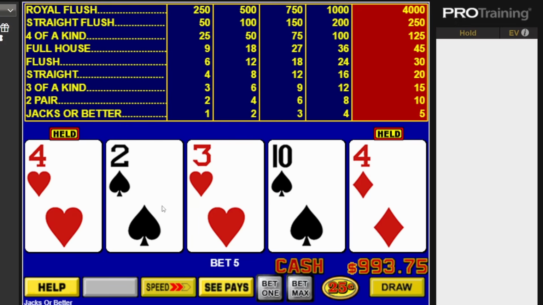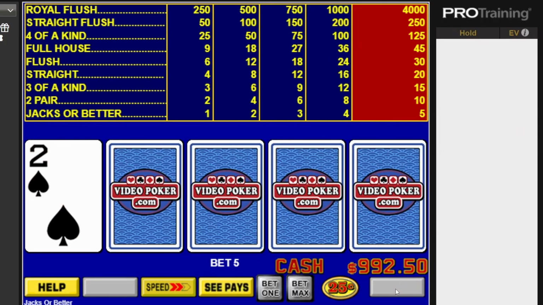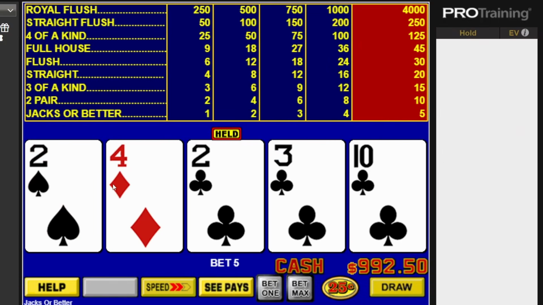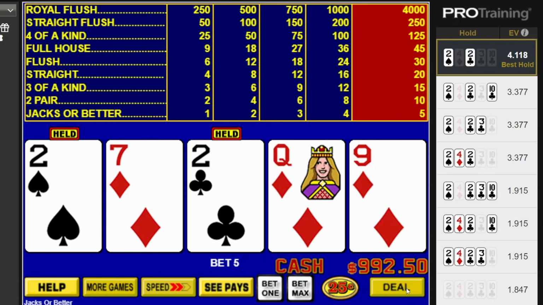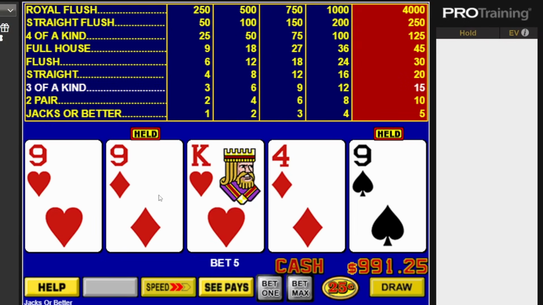I was going to go for 4s here. And let's draw that. Deuces. 3 to a flush. No, thank you. Three 9s. That's an easy one. It's nice when they just give you a winning hand off the bat.